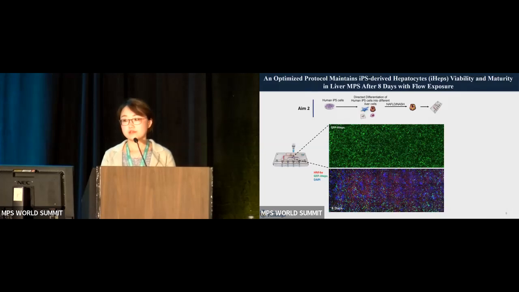The iPS-based liver microphysiology system is still at a very early stage. We have tested a range of different conditions and parameters and developed an optimization protocol to maintain the iPS-derived hepatocyte viability and maturity in the LAMPS model after 8 days with flow exposure.